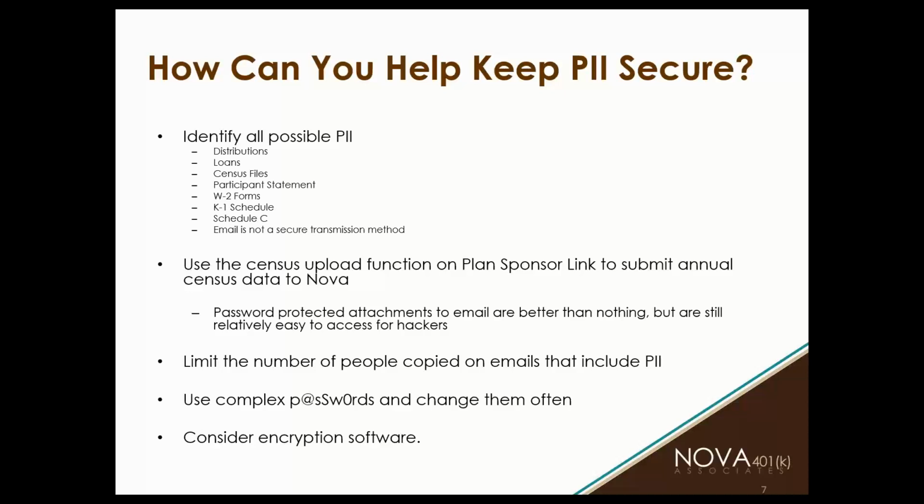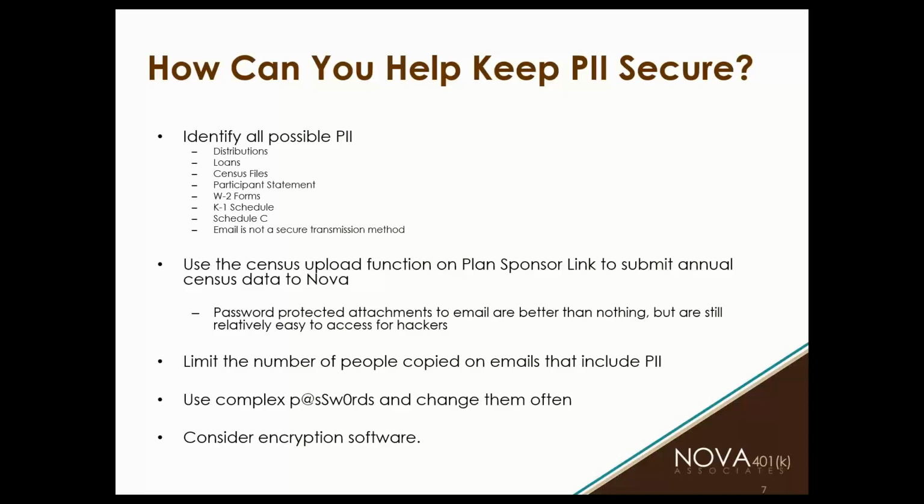So alternatives to email, we've got the census upload function on Plan Sponsor Link. It is how we ask our clients to submit the annual census data to us. That is the best way to do it. It's a secure website. Everyone has to have a user ID and a password to access it. And even once they gain access, they're only able to see things that their security rights allow them to see. So even if somebody's access were to be compromised, there are things in place that could limit how much a potential fraudster would be able to see and access.